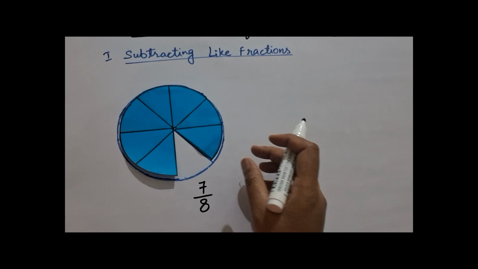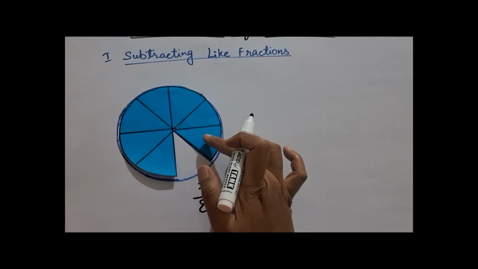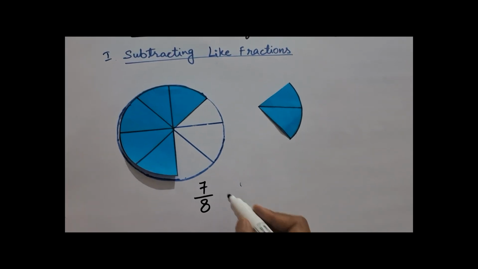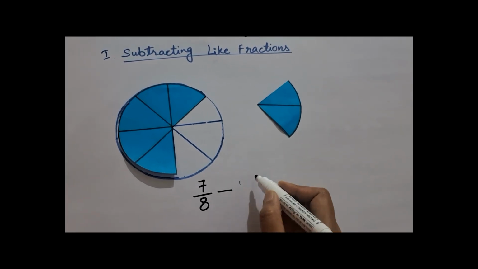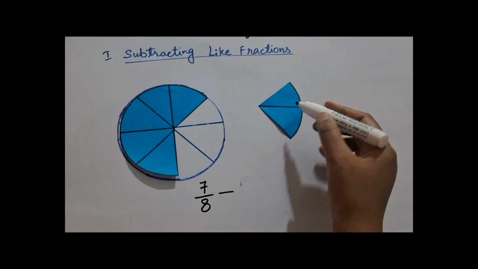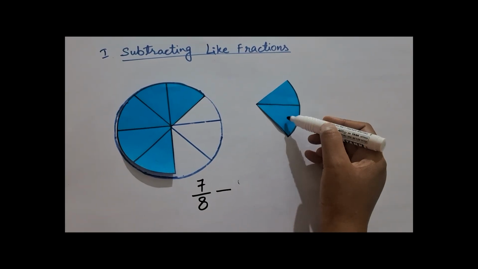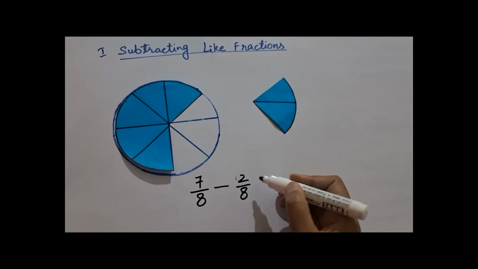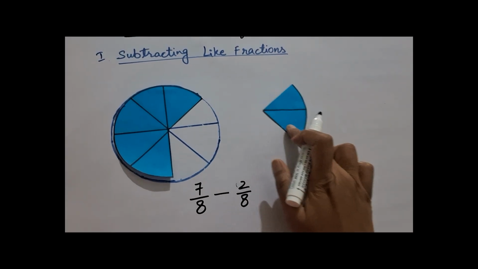Now I want to take out two parts of this one. I am taking out the two parts of this one. That means I have subtracted two parts out of 8. What is the shaded part of this one? 2 by 8, isn't it? So I have subtracted 2 by 8.